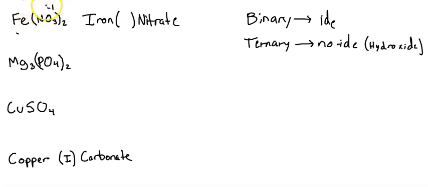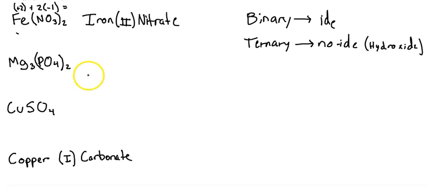So if we know that it has a -1 overall charge, and we are trying to get to 0, there's 2 of these, so we have a -2 over here. It means we need this to be a +2. So if that's a +2, we know that we have iron(II) nitrate.